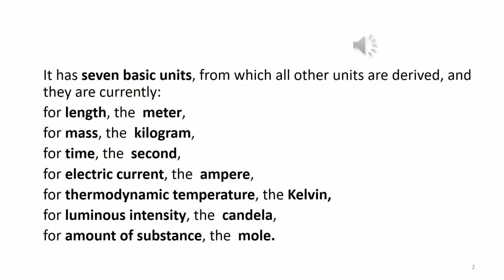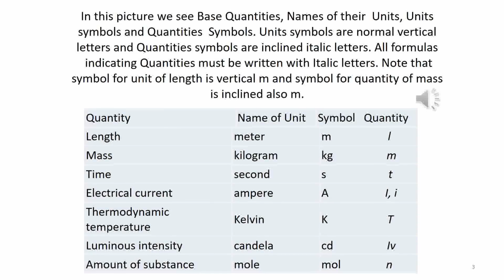In this picture, we see base quantities, names of their units, units symbols, and quantities symbols. Unit symbols are normal vertical letters, and quantities symbols are inclined italic letters. All formulas indicating quantities must be written with italic letters. Note that symbol for unit of length is vertical m, and symbol for quantity of mass is inclined also m.